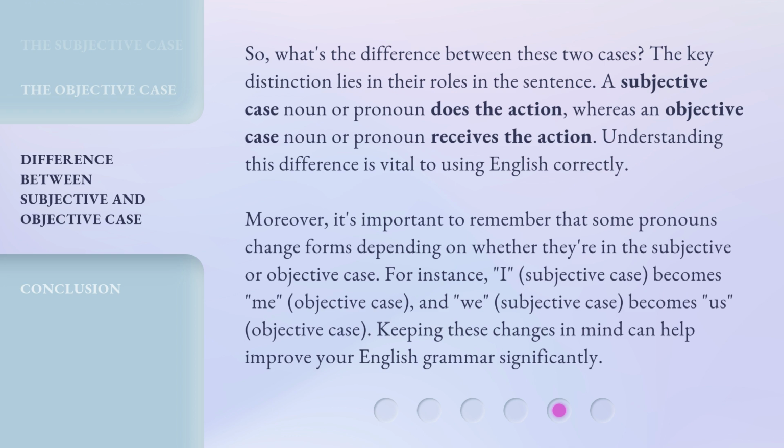Moreover, it's important to remember that some pronouns change forms depending on whether they're in the subjective or objective case. For instance, I, subjective case, becomes me, objective case, and we, subjective case, becomes us, objective case. Keeping these changes in mind can help improve your English grammar significantly.